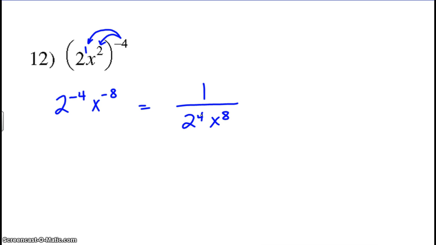Now I can simplify this a step further. 2 to the 4th doesn't have any variables in it, so when I type it in my calculator, it is 16x to the 8th. So 1 over 16x to the 8th.